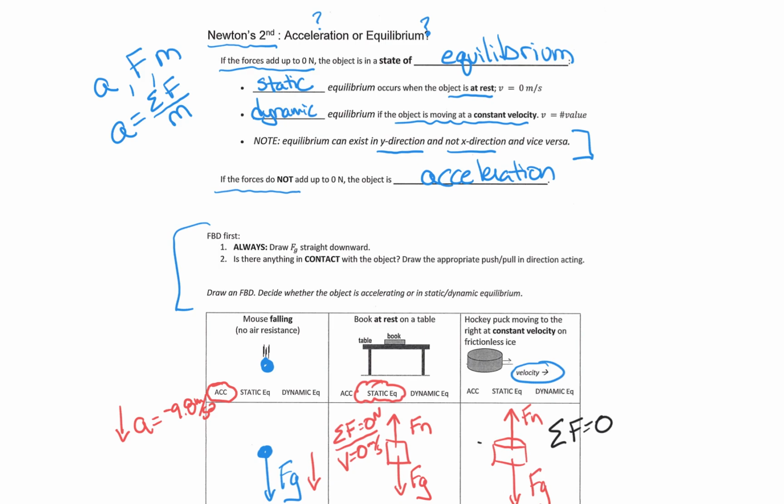But with this puck, let's put some wind lines in. It's not at rest. Its velocity does not equal 0 meters per second. It's moving faster, right? It's got a velocity to the right. So this would be called equilibrium because the forces add up to zero, but it's dynamic. It's moving as it goes.